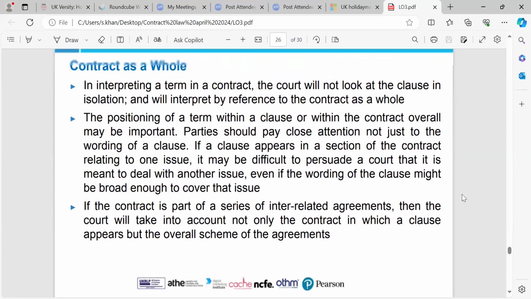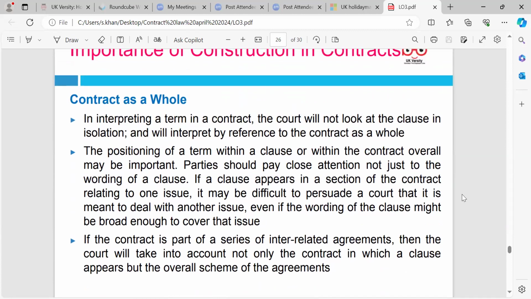Contract as a whole. In interpreting a term in a contract, the court will not look at the clause in isolation and will interpret by reference to the contract as a whole. The positioning of a term within a clause or within the contract overall may be important. Parties should pay close attention not just to the wording of the clause.